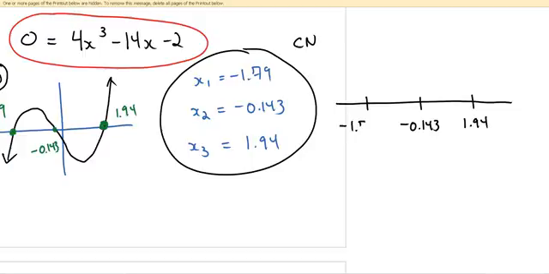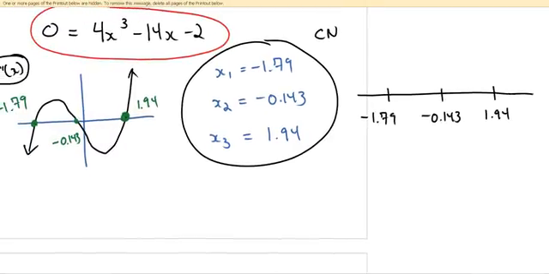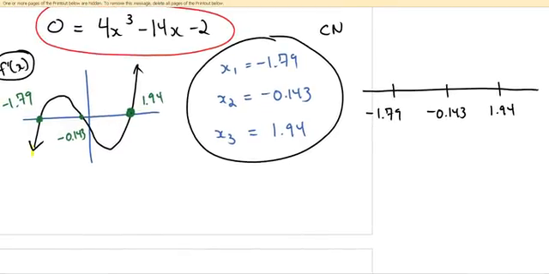The good news is I already made a little graph right here in yellow, so I already know where my number line is going to be positive and negative. Here it's going to be positive because you're above the x-axis, and here you're negative, and over here you're above the x-axis, so that's positive. And to the left-hand side, this is all going to be negative. Okay, that's great.